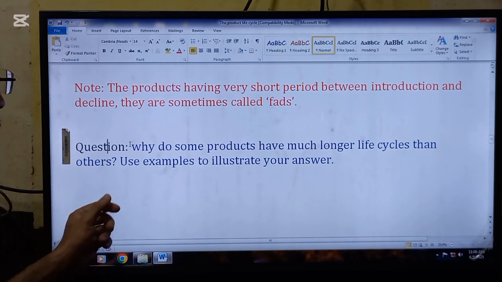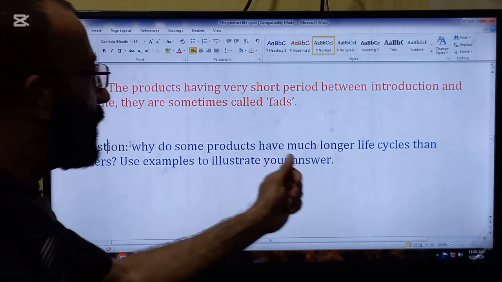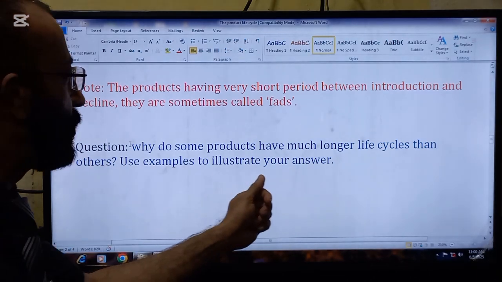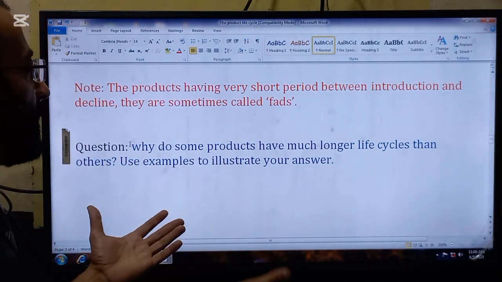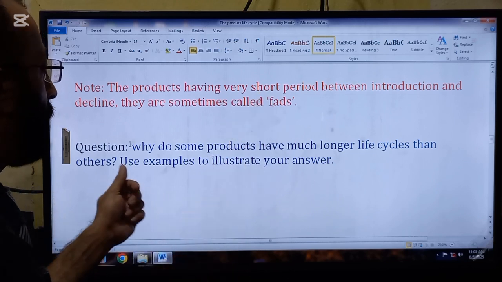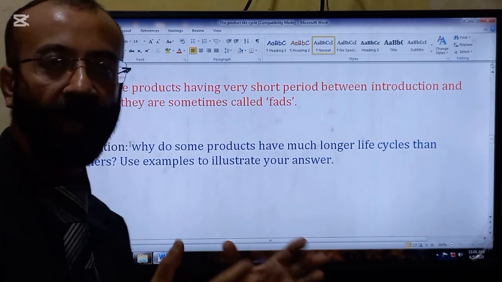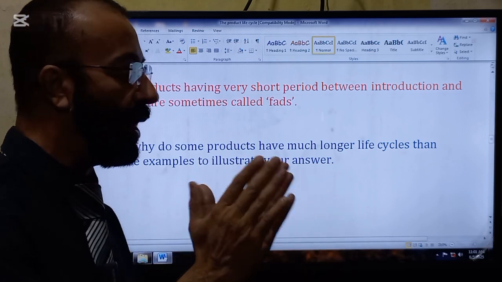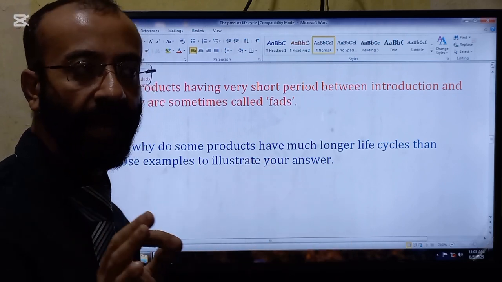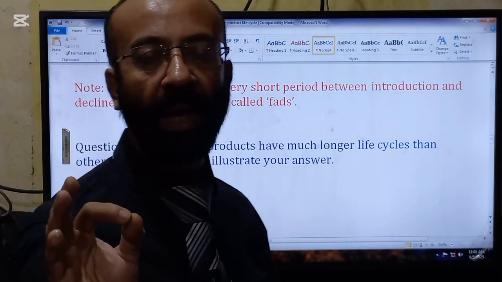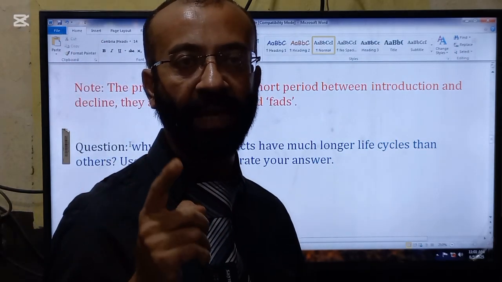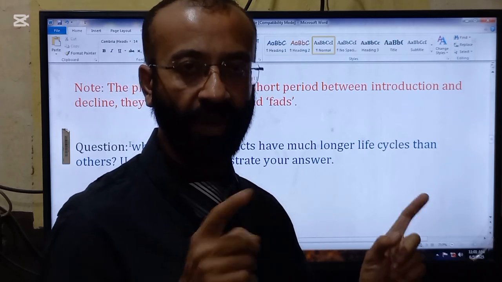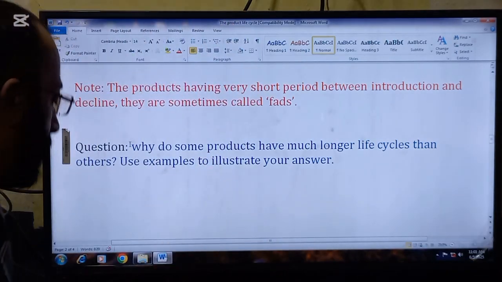Okay, a question is here. Why do some products have much longer life cycles than others? Use examples to illustrate your answer. I have told you earlier, some products, for example food items, have longer life cycles as compared to fashionable items. The reason is that the taste of the food items does not change rapidly, whereas the taste of the fashionable items changes very rapidly. So this is the reason. So this is the answer to this question.